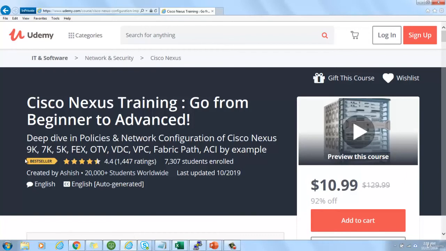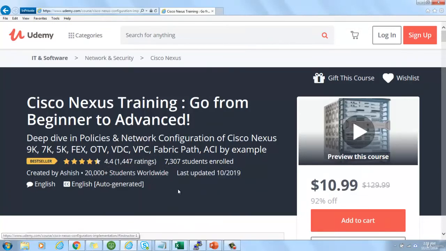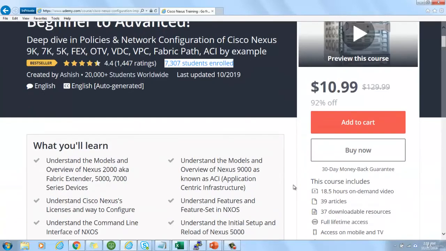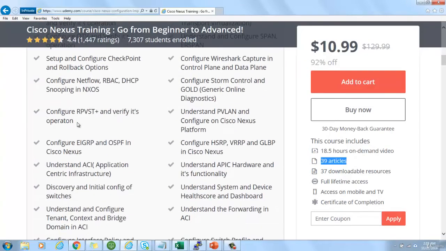You can see that the bestseller tag is there. 1,447 ratings have been given by students worldwide. I'm teaching 20,000 plus students. 7,307 students have enrolled as of today, that is 22nd of November 2019. The price is being shown in offer. 18.5 hours is the length. These many articles are there, and it's lifetime access. You will be able to see all the topics which I'll be teaching.